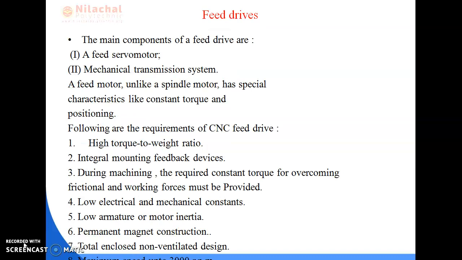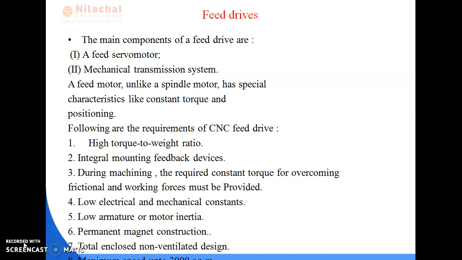Then feed drives. The main components of a feed drive are a feed servomotor and a mechanical transmission system. A feed motor, unlike a spindle motor, has special characteristics like constant torque and positioning. Means here constant torque maintenance and positioning is required. Following are the requirements of CNC feed drives.